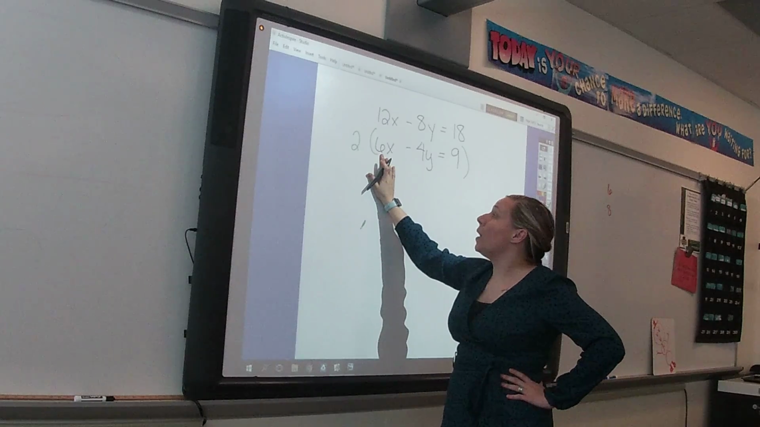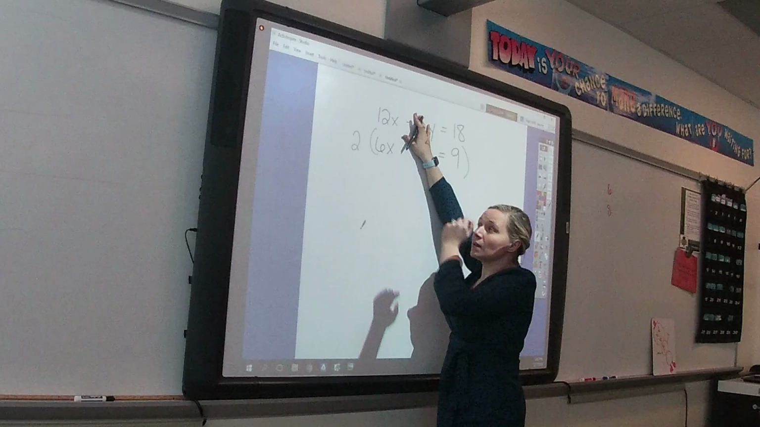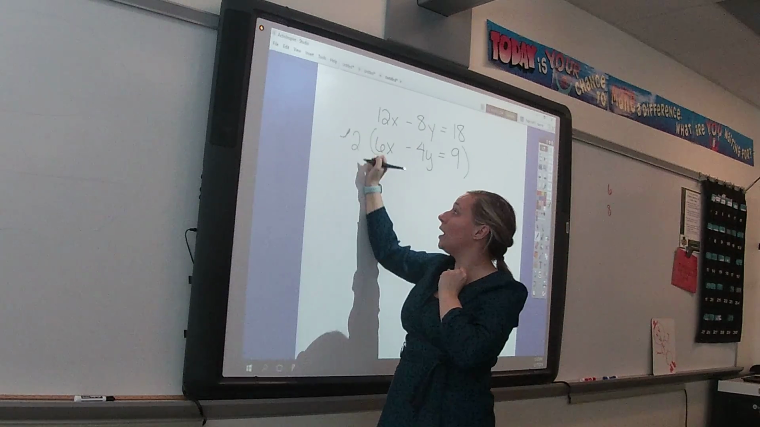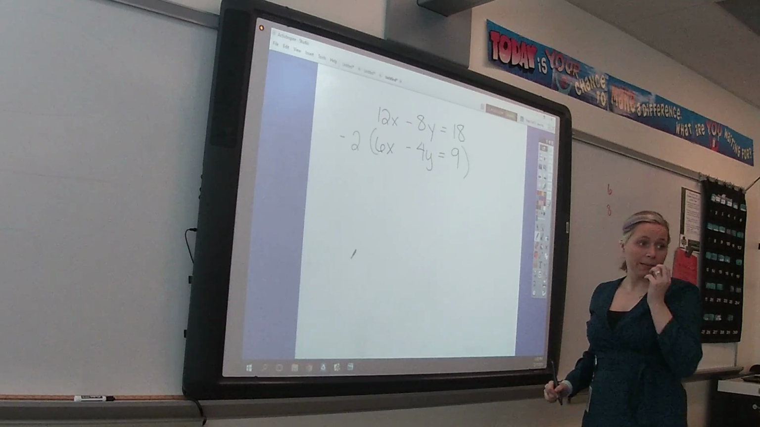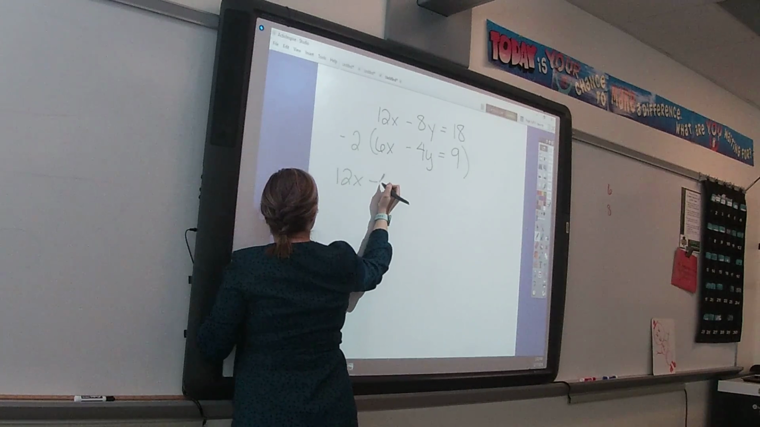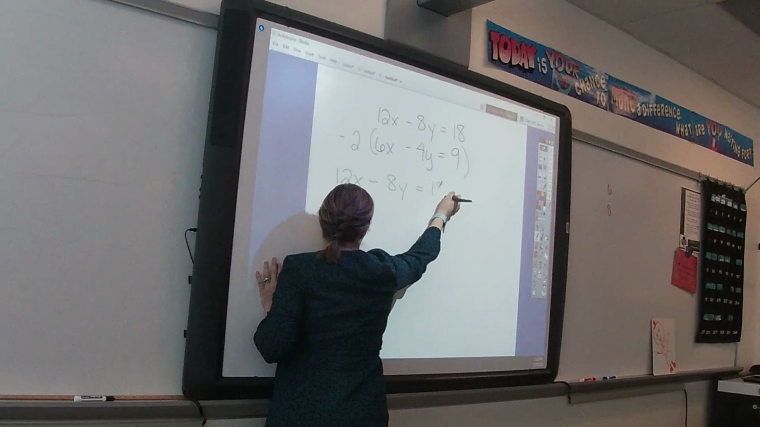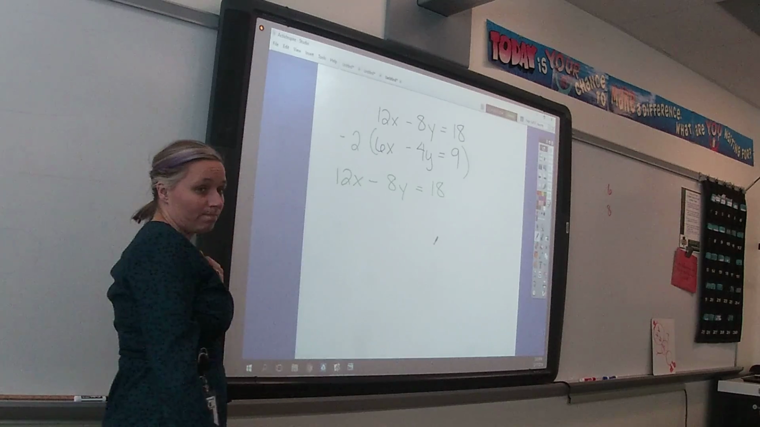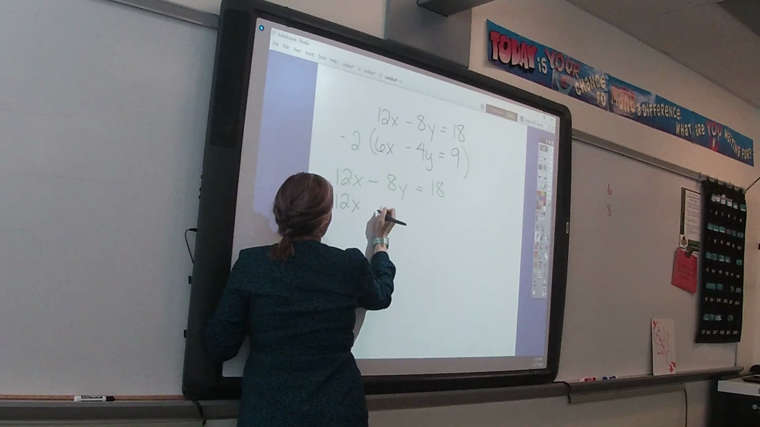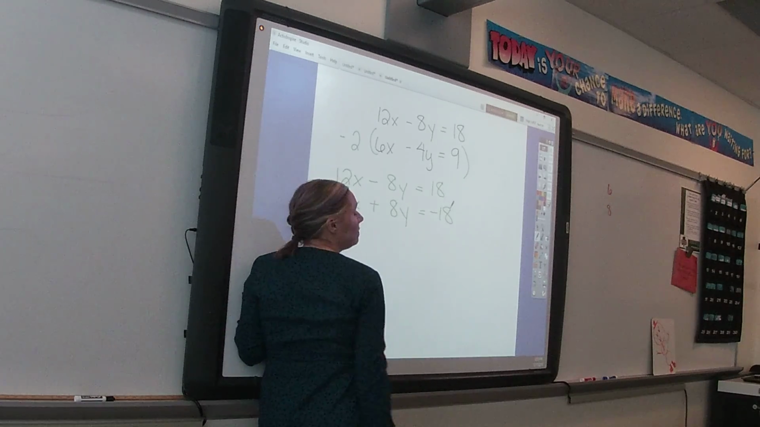If we're going to do 2 on the bottom, is this x positive or negative? Positive. So we need to put that negative on with it as well. So our first equation is 12x minus 8y equals 18, and our bottom equation is negative 12x plus 8y equals negative 18.